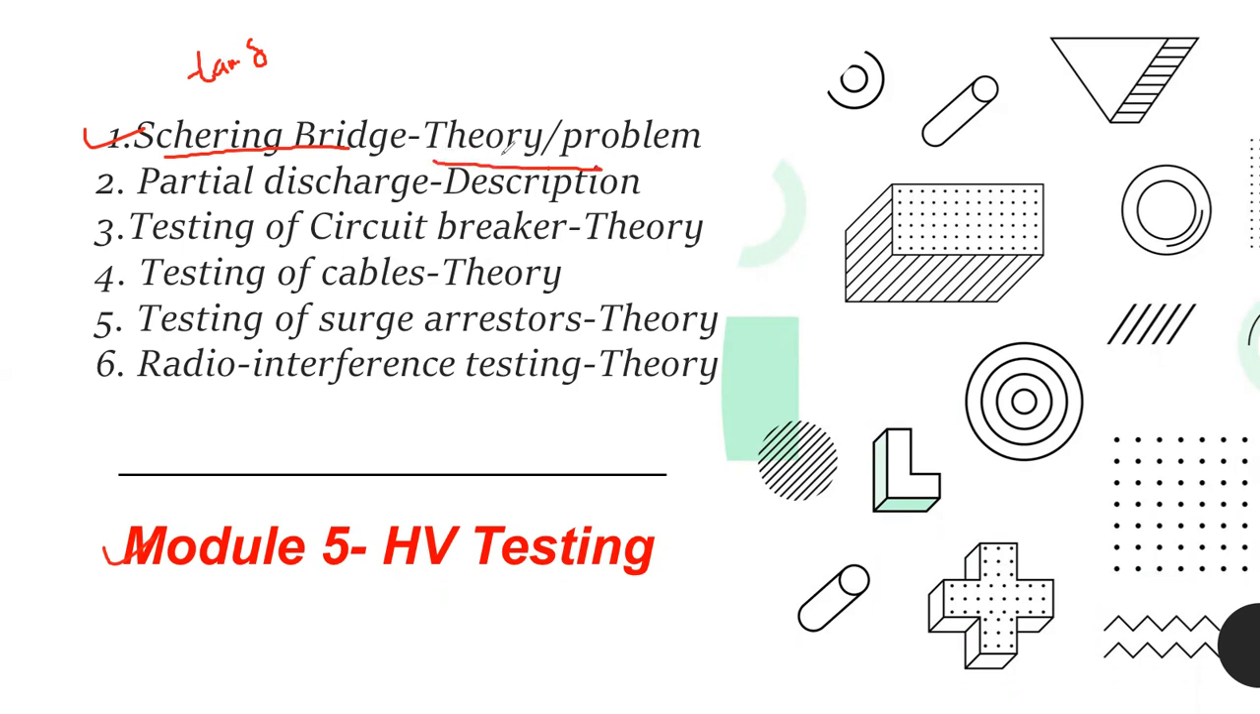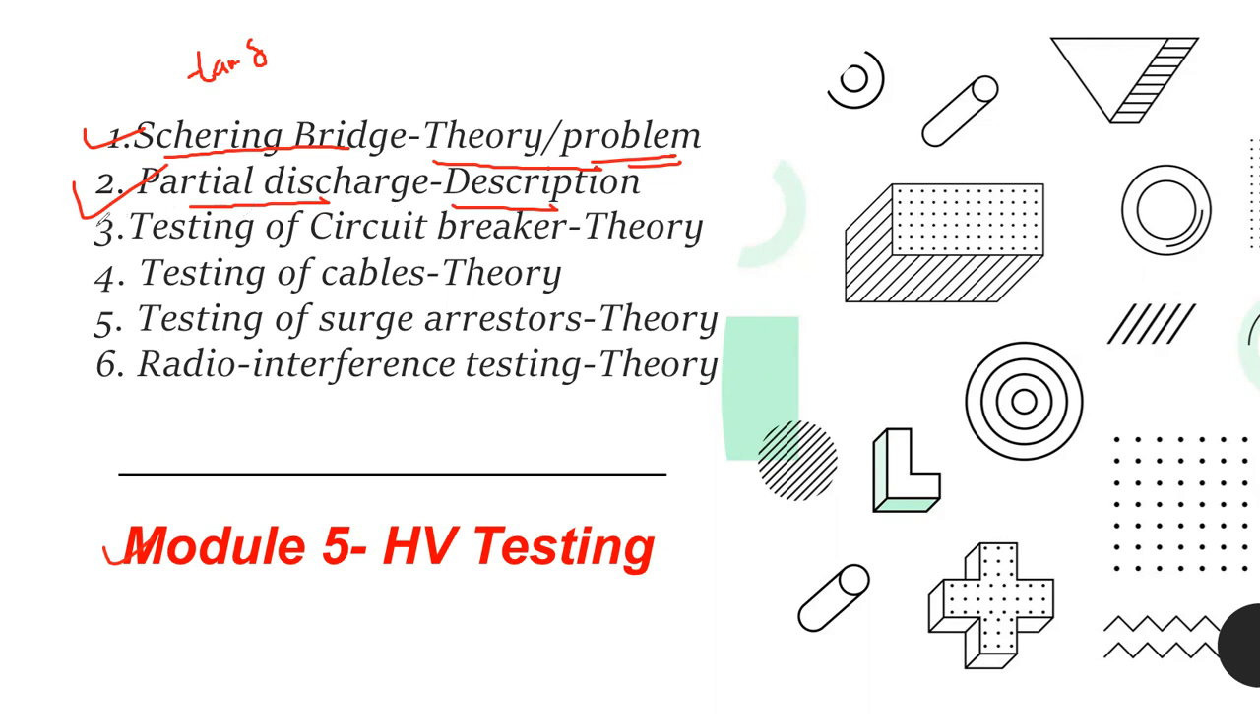Then theory part you can expect. Similarly, problem part also you can expect. As soon as you receive the problem, try to draw the bridge diagram. That is very important. From that, you have to balance and find out the value of the unknown resistor and unknown capacitor. Then partial discharge. What is partial discharge? What is the reason for causing partial discharge? Explain with neat diagrams, with typical layouts.